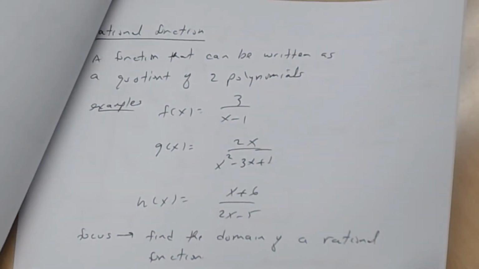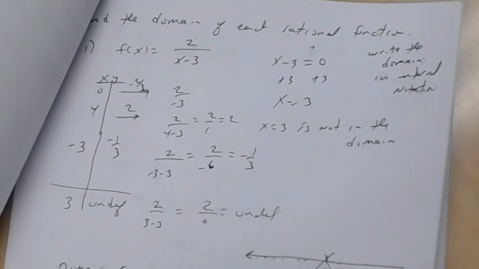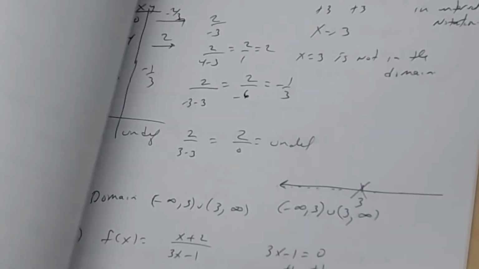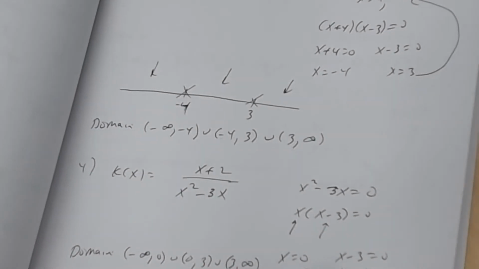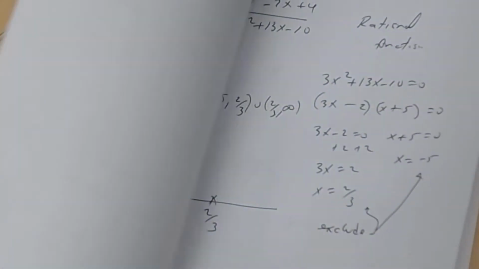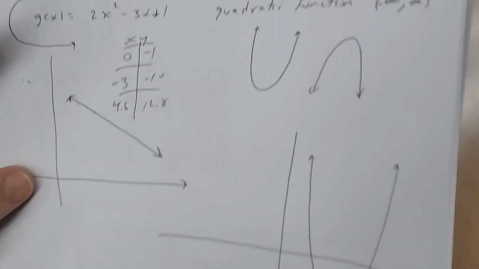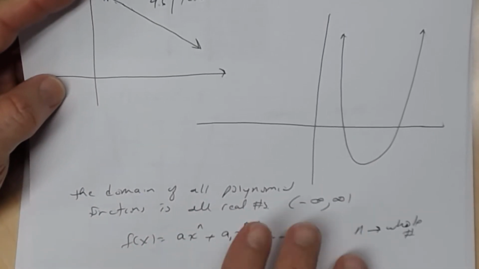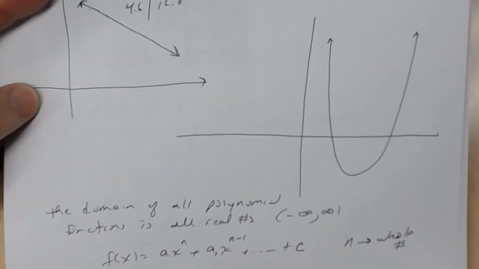In that lesson, we did talk about, given a rational function, how to find the domain, and so on. We also saw in that lesson that the domain of all polynomial functions is all real numbers.